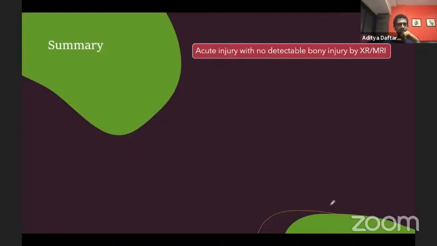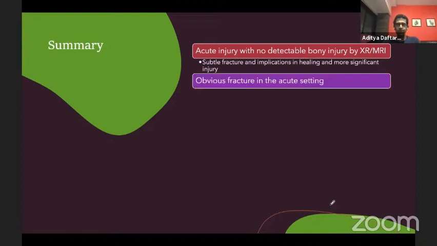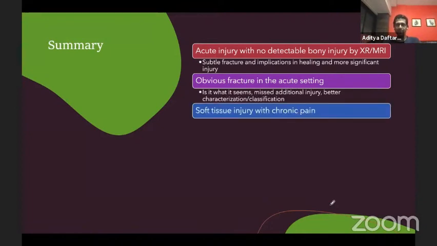So in summary, what I've tried to do in the last 15, 18 minutes is show that CT probably has a role to play in what I see usually in practice, 6 typical situations. If you have an acute injury with no detectable bony injury by X-ray or MRI, a subtle fracture can give you implications in healing and more significant injury. If you have an obvious fracture in the acute setting, then it helps you to confirm whether your thinking from the X-ray is appropriate or not. Did you miss an additional injury? And then to better characterize or classify that particular injury, that would help you with management.